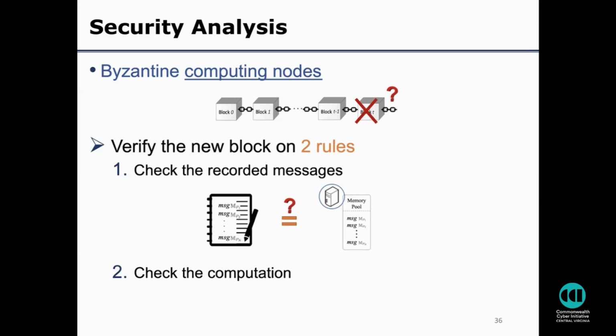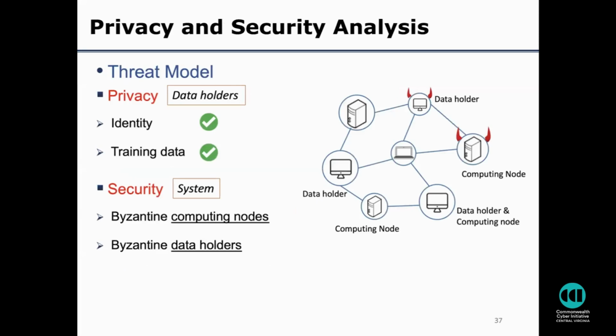If this block does not satisfy either of these two rules, it will be rejected. Since we assume the majority of the computing nodes are honest, the system can assume the blocks on the chain are correct. So we can see the impact from the Byzantine computing node is addressed. The last one is the Byzantine data holder.